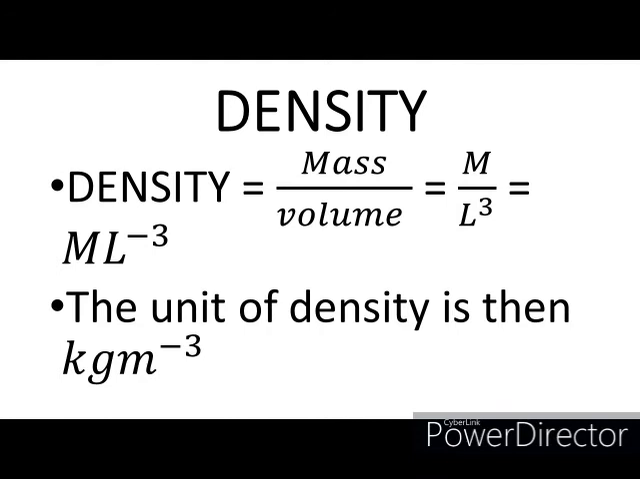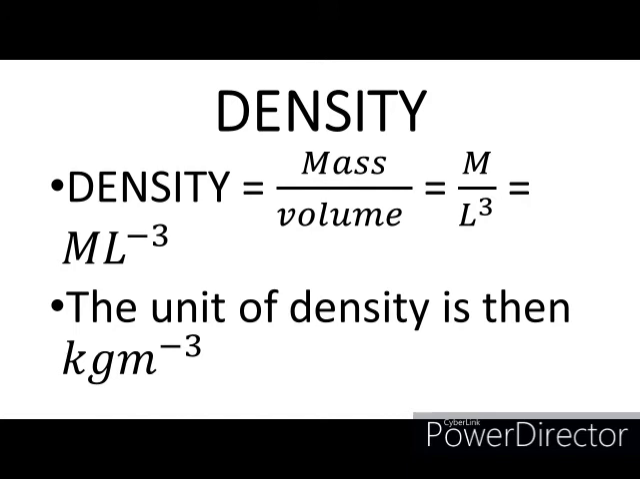So this is what we refer to as the dimension for density. Now, this also can be used to derive the unit of density, since m is mass and the unit of mass is kg, and L is length and the unit of length is meters. So from this dimension, I could derive the unit of density as kg m^-3. So you see, dimensional analysis is important for us to be able to express a derived quantity in terms of the fundamental quantities, especially the base fundamental quantities: mass, length, and time.